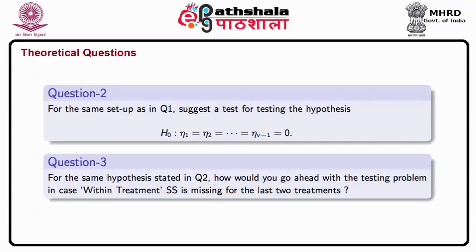Question number 3 says, for the same hypothesis as stated in question number 2, how would you go about the testing problem in case the within treatment sum of squares is missing for the last 2 treatments? So you have to remember what we talked about in module 1 and module 2 about sum of squares within missing. That idea has to be borrowed here. The problem is testing the hypothesis involving eta contrasts in the situation when some of the sum of squares within are missing. You can now read the MCQs.